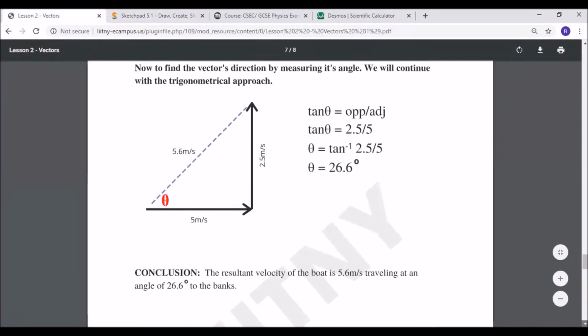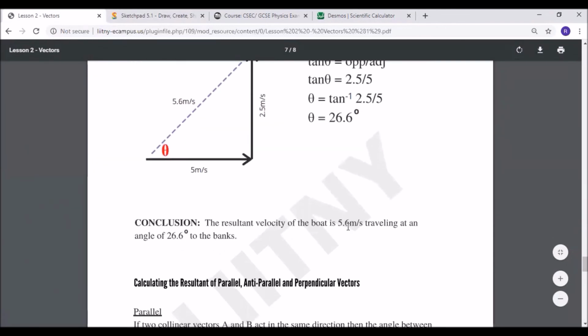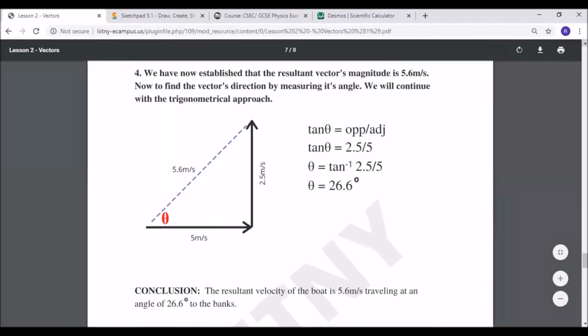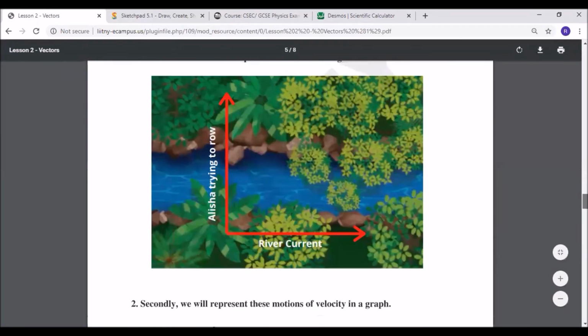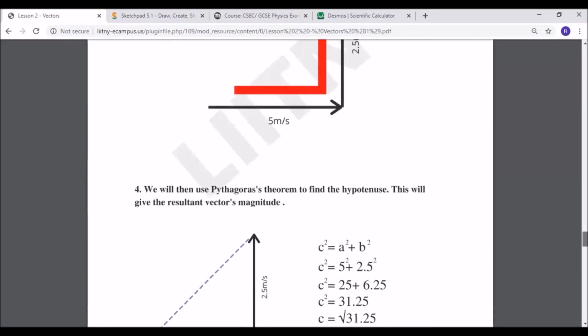So in conclusion, the resultant velocity of the boat is 5.6 meters per second, traveling at an angle of 26.6 degrees to the banks. So here we have the magnitude of the resultant velocity and the direction in terms of the angle in respect to the banks itself. So it's pretty cool how we can use mathematics to solve a real life problem or situation or natural things in nature, right? And that's what physics is about.